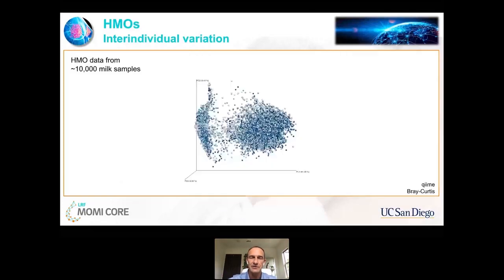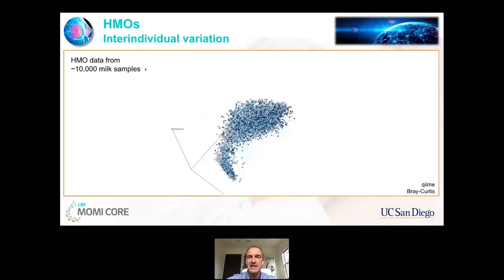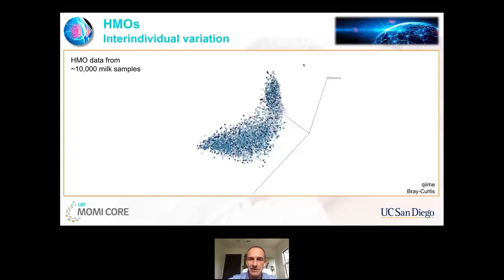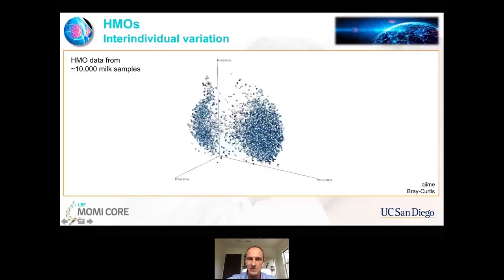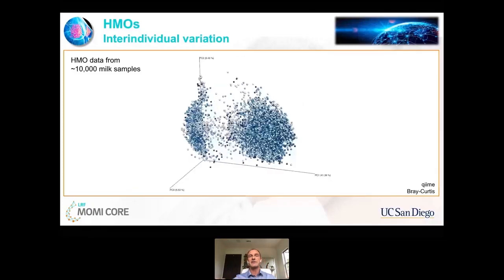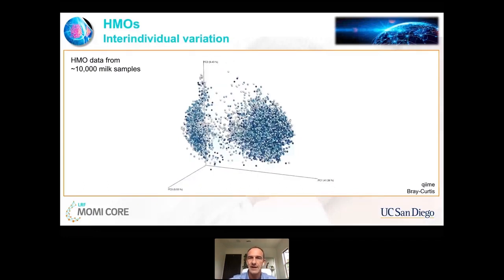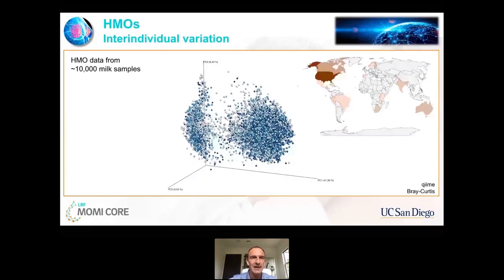Here's another way to look at the variety of human milk oligosaccharides. This is a principal component analysis of oligosaccharide composition in about 10,000 milk samples. You see in this 3-dimensional space, the closer the dots are together, the more similar the oligosaccharide composition is, and the further apart the dots are, the more dissimilar the composition. This is collected from multiple different areas around the world.